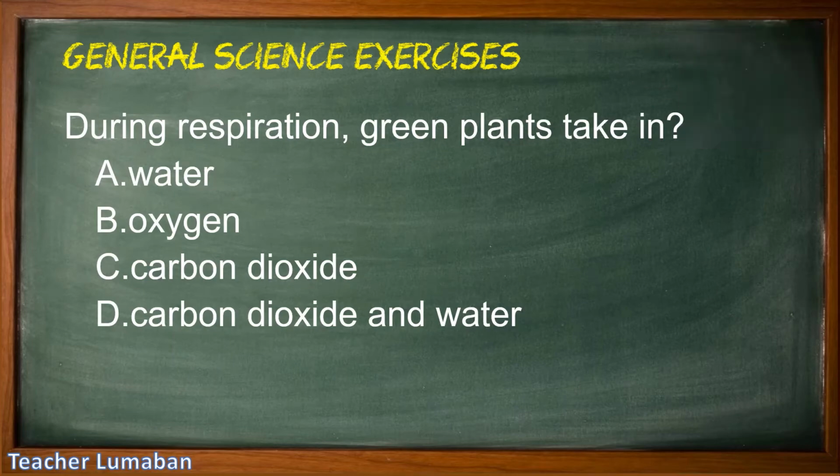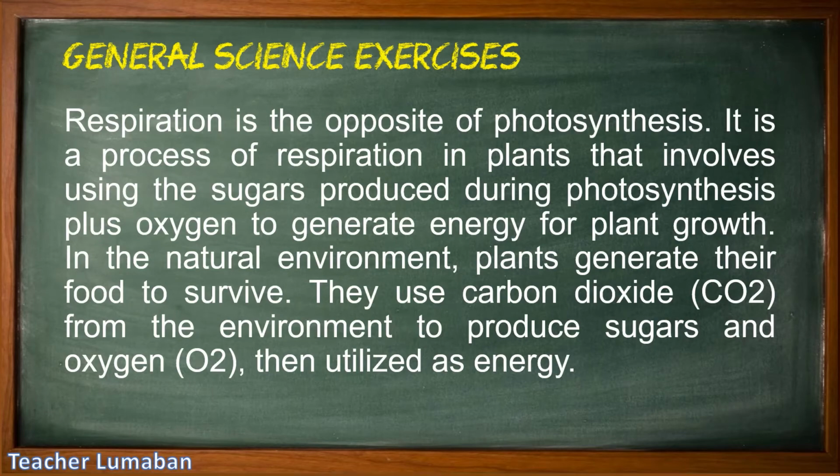The correct answer is letter B, oxygen. Respiration is the opposite of photosynthesis. It is a process of respiration in plants that involves using the sugars produced during photosynthesis plus oxygen to generate energy for plant growth. In the natural environment, plants generate their food to survive. They use carbon dioxide, CO2, from the environment to produce sugars and oxygen, O2, then utilized as energy.